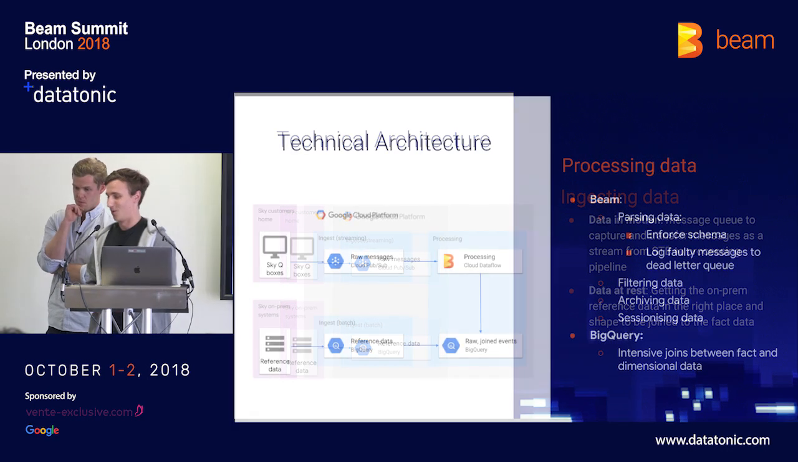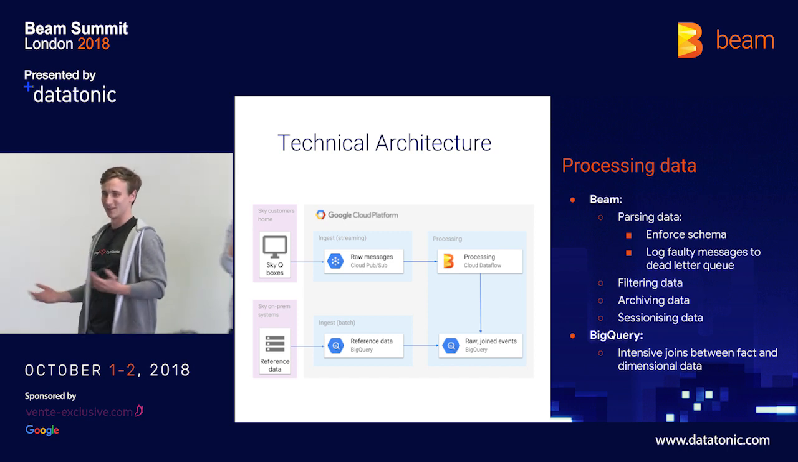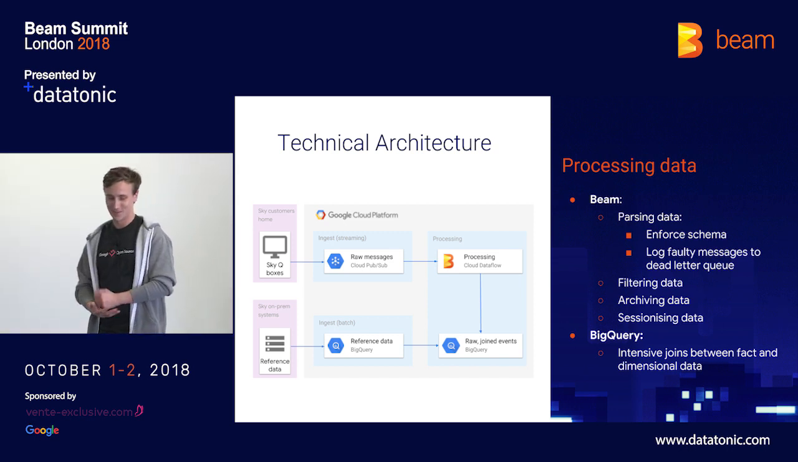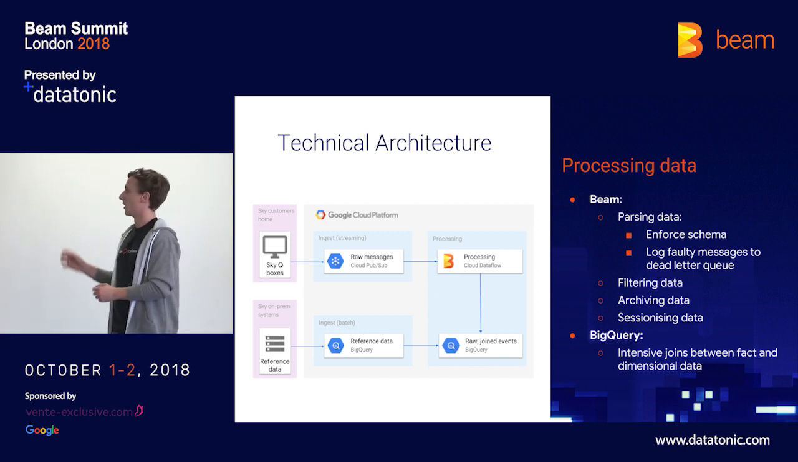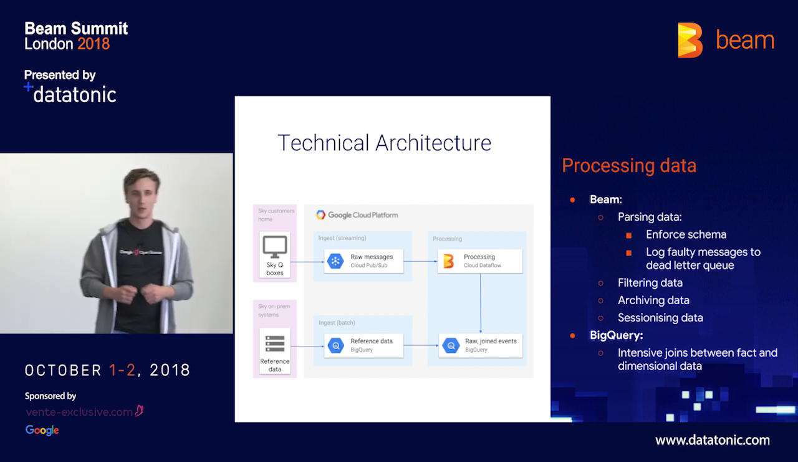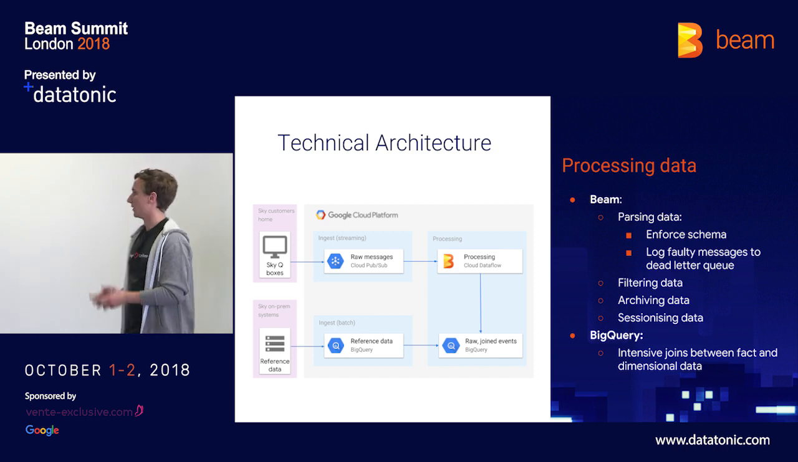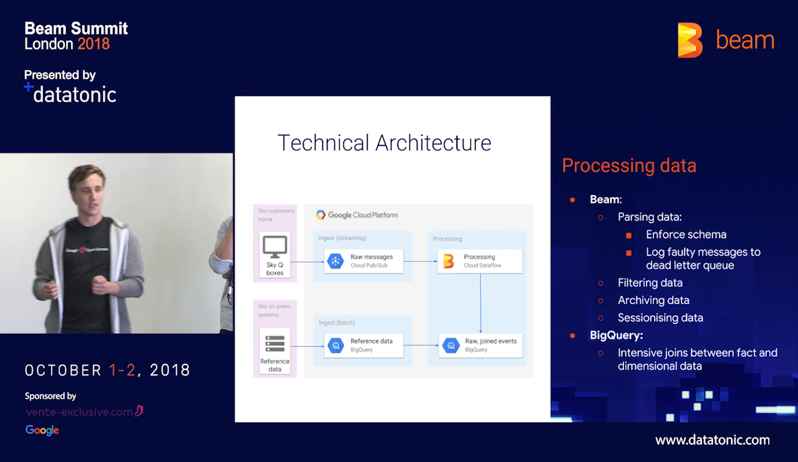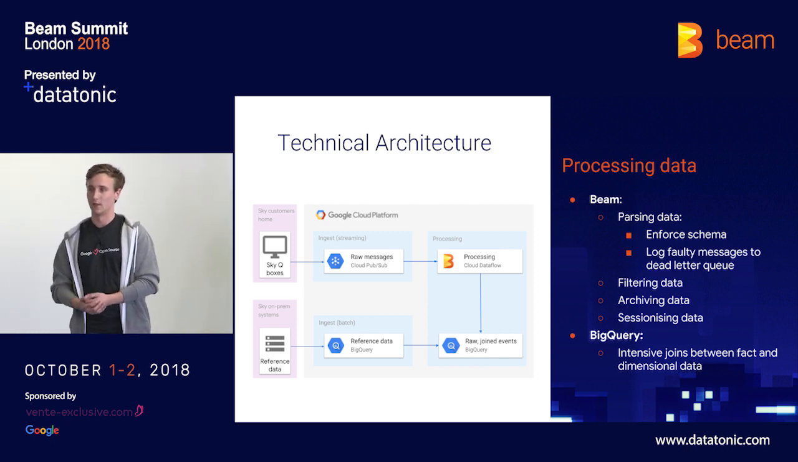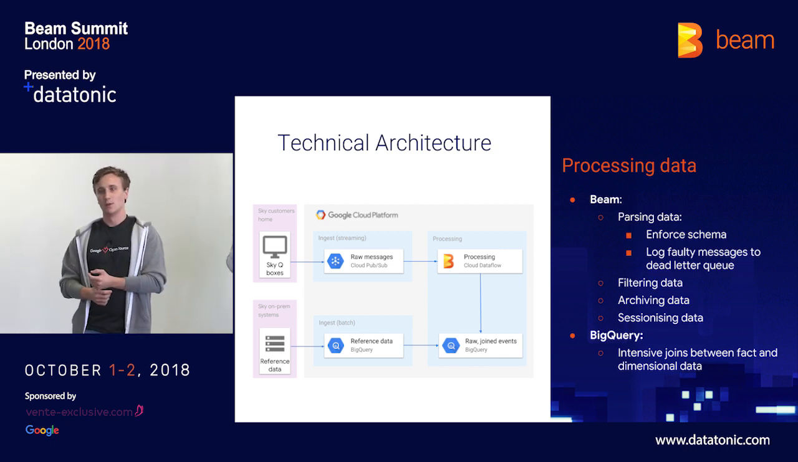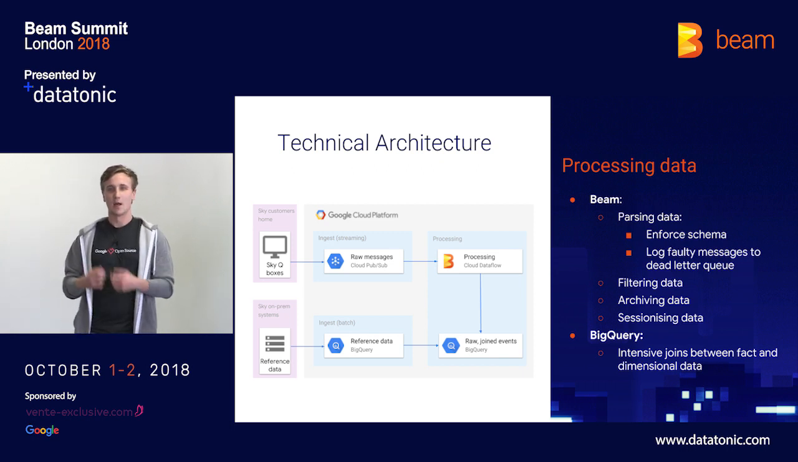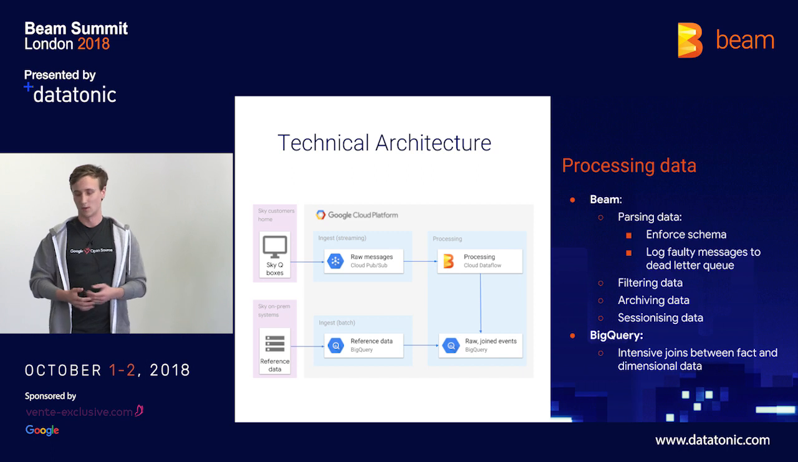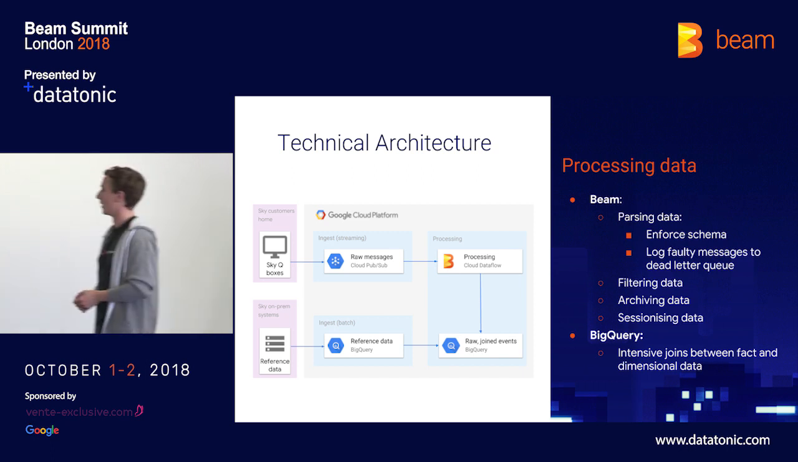Next up, obviously, we wanted to process this data, and this is where Beam comes in. So our first processing pipeline was reading the messages from Cloud PubSub in real time. So it was a streaming pipeline. The things we did in this pipeline were parsing the data, so we enforced the schema and logged faulty messages to a dead letter queue. Other things we did were, for example, archiving to a cold storage, filtering some data, and we also did the sessionization Stephen talked about earlier. I will dig into that a bit more later on.